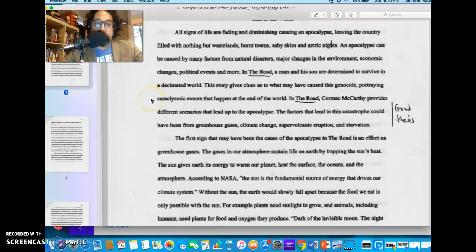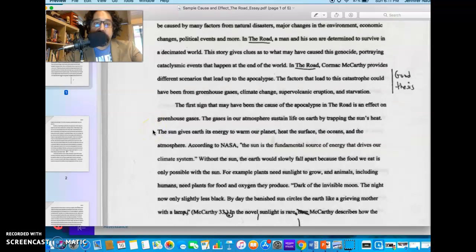Okay, so this is a sample essay. We have an introduction, an apocalypse, what might cause it. In The Road, there's a brief summary there, and there should be the thesis. McCarthy provides different scenarios. The factors that lead up to this catastrophe could have been. Okay, they give you some. Good. This sets it up nicely. Typically you want a slightly longer introduction. This is a bit brief. Other than that, they cover some good points. The thesis is pretty solid here.